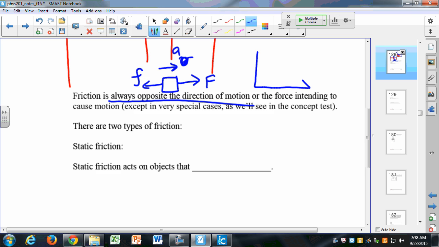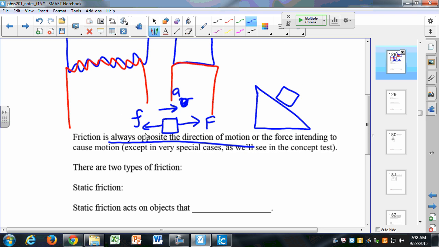Or, let's imagine that I have an inclined plane, and I have an object that's sitting here, so that it's not moving at all. It's a static situation. The velocity is 0. What is the direction of the frictional force in this case? Is it up or down the inclined plane? It's going to be up, right? Because this object would tend to move down the inclined plane, so it's going to be opposite the direction that that object would tend to move.